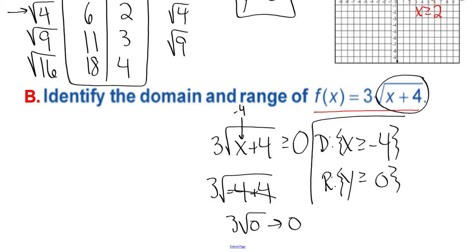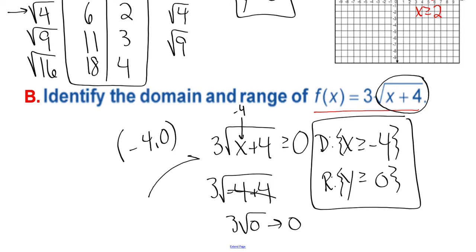So it's pretty much, you're just looking for what the first coordinate would be. If I graph this equation right here, my first coordinate would be (-4, 0), and then it would go up like that from (-4, 0). Okay?